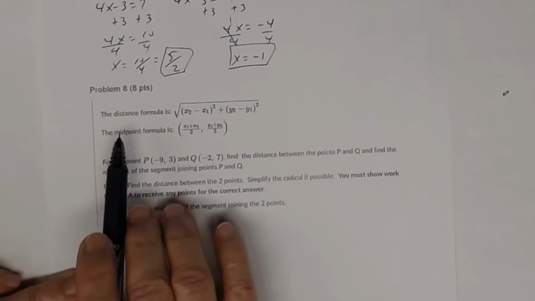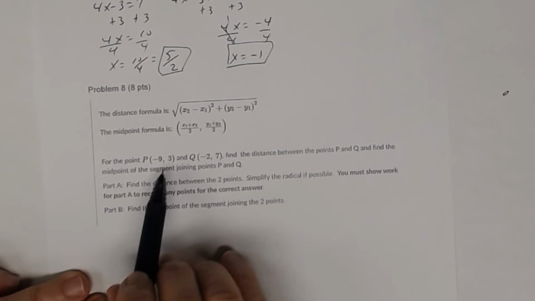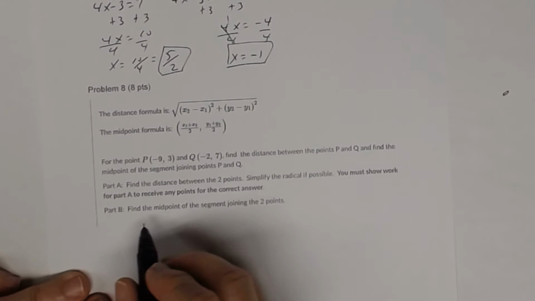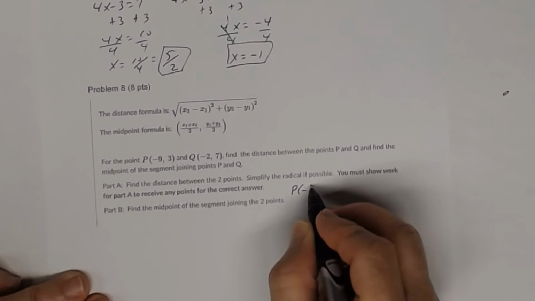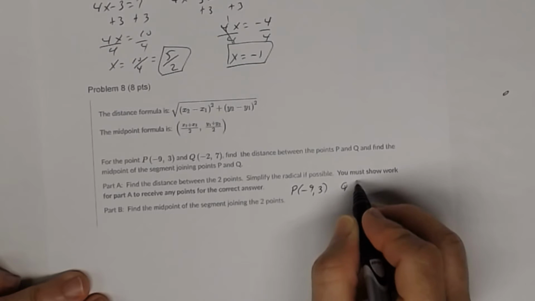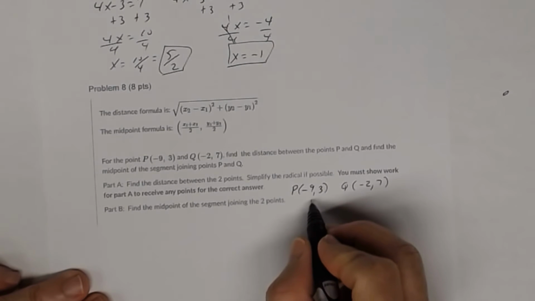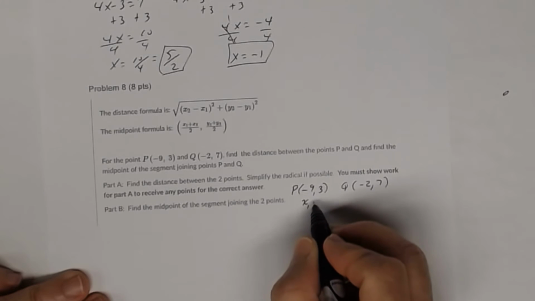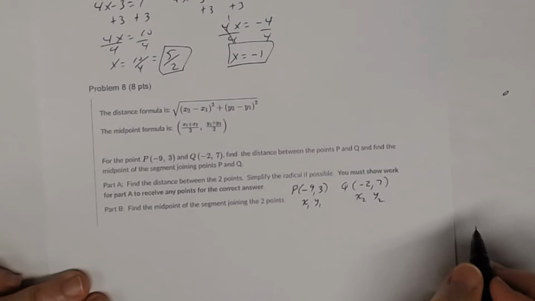Okay, so in number 8, that's another easy one. You just wanted to find the distance between these 2 points and also the midpoint. And I did give you the formulas for those. So let me go ahead and rewrite this over. So the first point is negative 9, 3, and the second point is negative 2, 7. And remember, sometimes it helps if you label these. So let's call this the first point. So it'll be x1, y1, and this will be x2, y2.